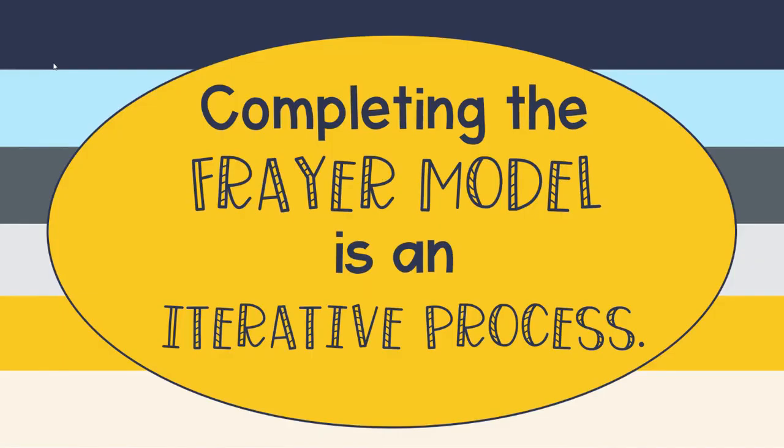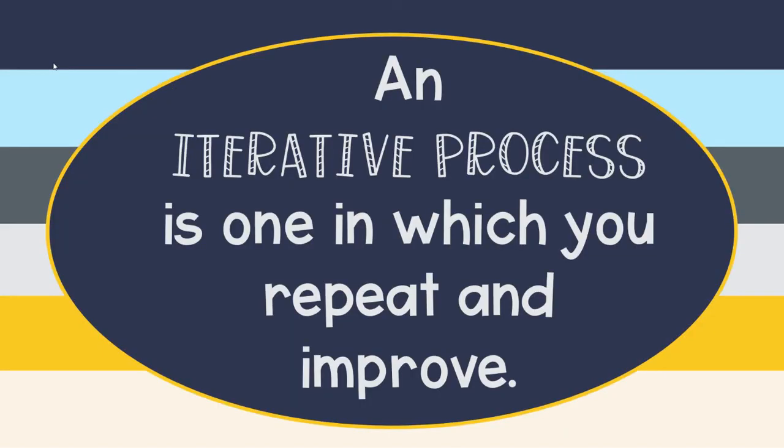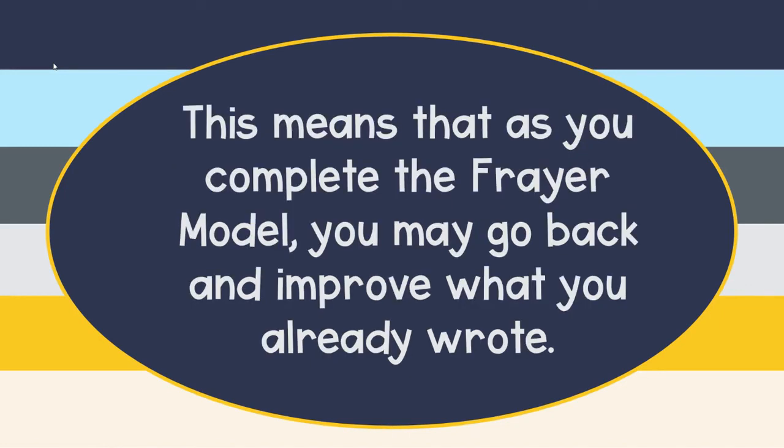One thing to remember though is completing the Frayer model is an iterative process. An iterative process is one in which you repeat and improve the steps. This means that as you complete the Frayer model, you might go back and improve what you already wrote. And that's okay, and that's what makes it work.